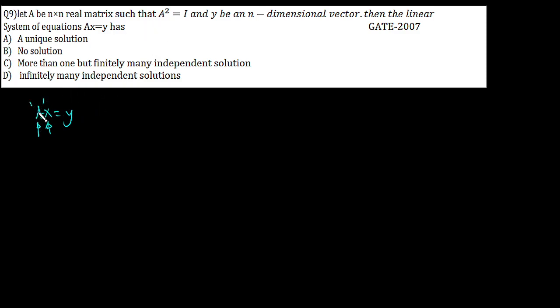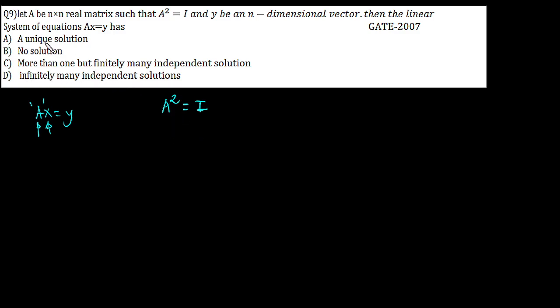So now a condition is given about this coefficient matrix. Here it is given that if I square this matrix, then in the output I am getting the identity matrix. So now the four options: A says unique solution, option B says no solution, C says more than one but finitely many independent solutions, and option D says infinitely many independent solutions.